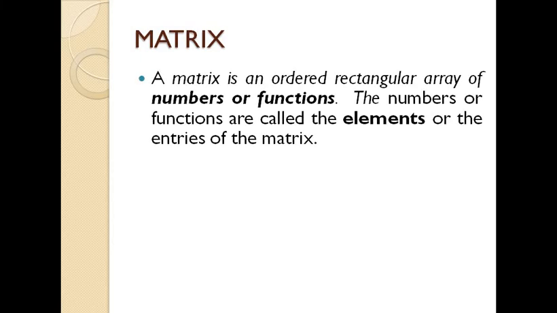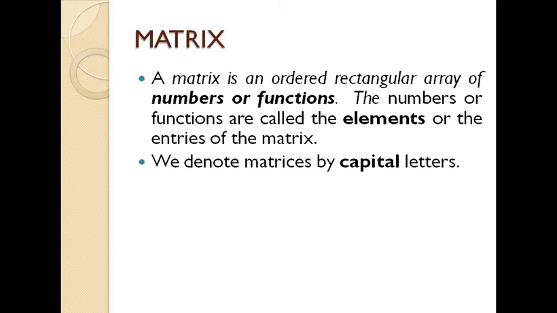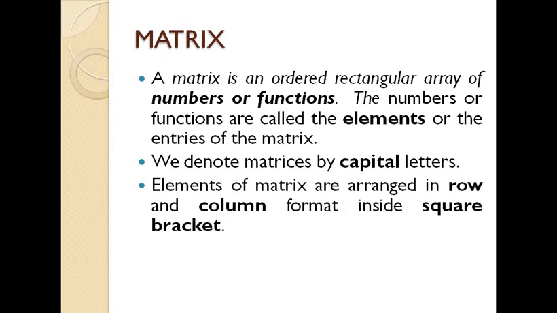A matrix can be defined as an ordered rectangular array of numbers or functions. The numbers or functions are called the elements or the entries of the matrix. Now here let me explain. Generally matrices are denoted by capital letters. We can say elements of a matrix are arranged in row and column format inside a square bracket.